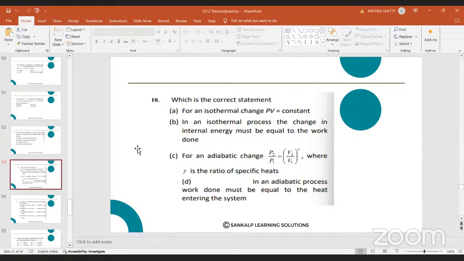Which is the correct statement? For an isothermal change, PV is equal to constant. In an isothermal process, the change in the internal energy must be equal to the work done. For an adiabatic change, P2 by P1 raised to gamma is equal to V2 by V1 raised to gamma, where gamma is the ratio of specific heats. They are asking which statement is correct. If you are saying option A, here also option A. But the other statements are wrong.